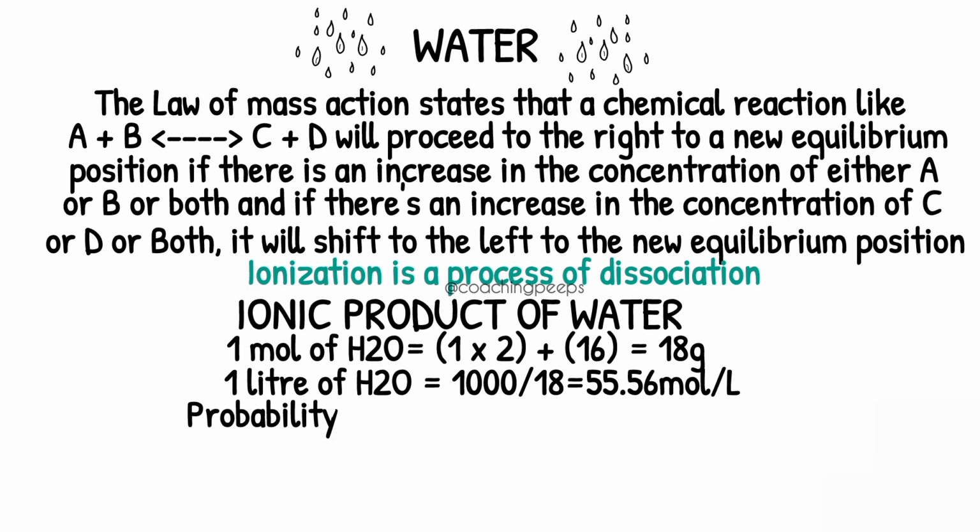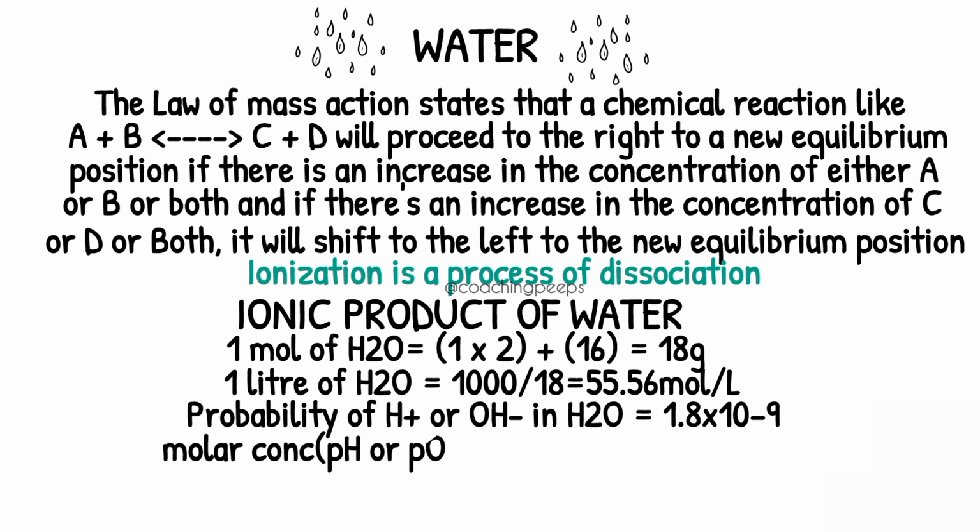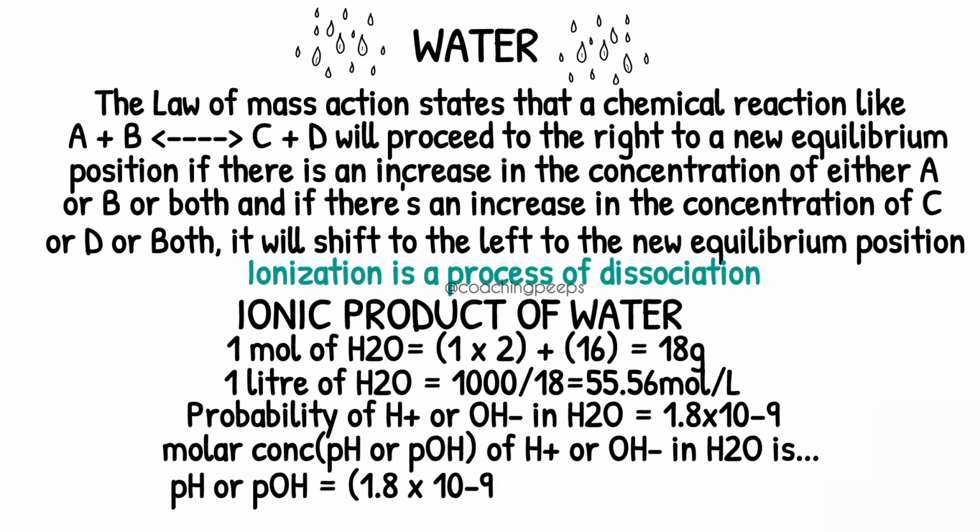Moving on, the probability of hydrogen ion or hydroxide ion in water is 1.8 times 10 raised to the power of minus 9. Please take note that the minus sign is up and the 9 is up. Let's go over to find the molar concentration of hydrogen ion or hydroxide ion. That is also the pH or the pOH in water. So the molar concentration of hydrogen ion or hydroxide ion in water is equal to 1.8 times 10 raised to the power of minus 9 multiplied by 55.56. That will give you the answer. We've gotten the molar concentration of water.